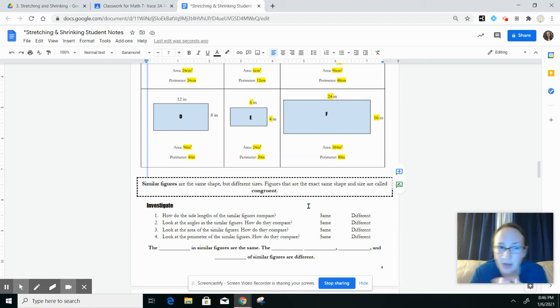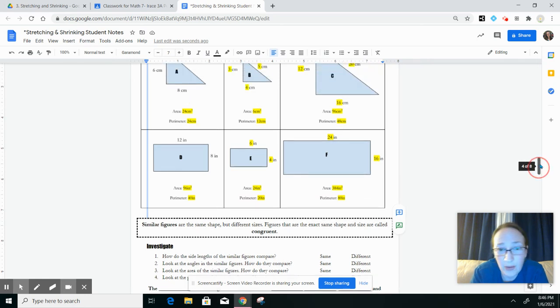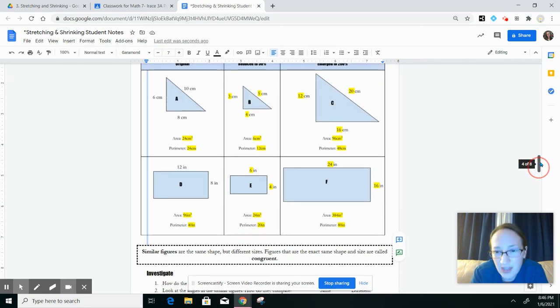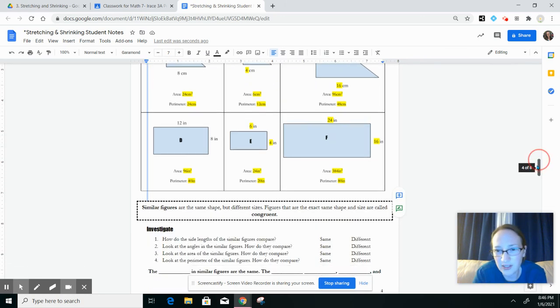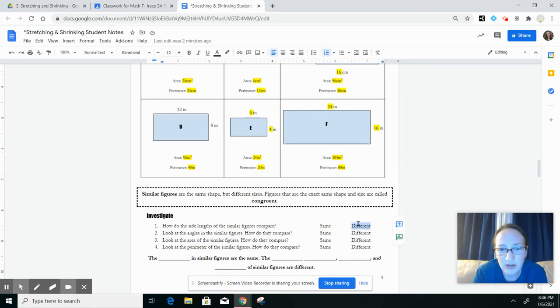Okay, so under investigate here, last little bit of our notes. How do the side lengths of the similar figures compare? Well, if you just think about what we did, the first thing that we did trying to work through reducing and enlarging was change the lengths of the sides. So those are obviously different. You can just highlight, you can underline, whatever you want to do.